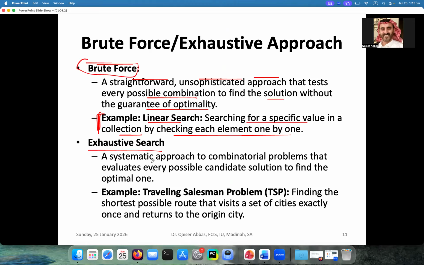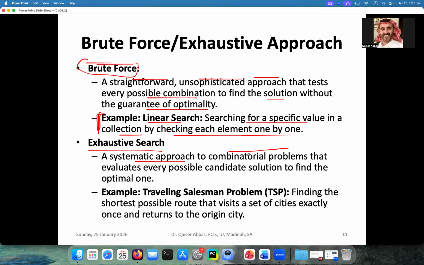Exhaustive search is a systematic approach, which means it is a little bit more advanced than brute force. A little bit organized. And here again, you will check all combinations and permutations of that problem. When we say combinatorial problems, it means something where you have to see all possible combinations or permutations.